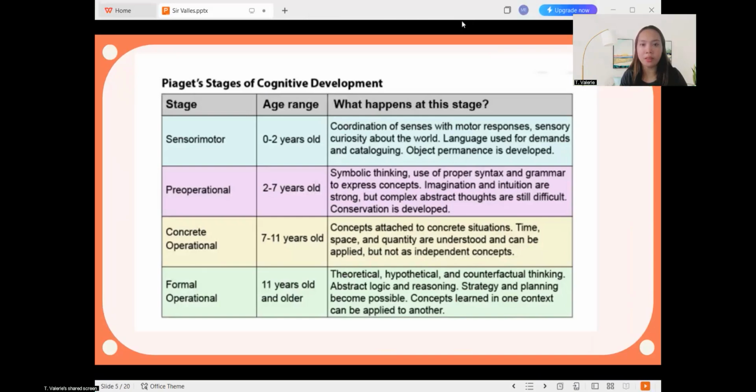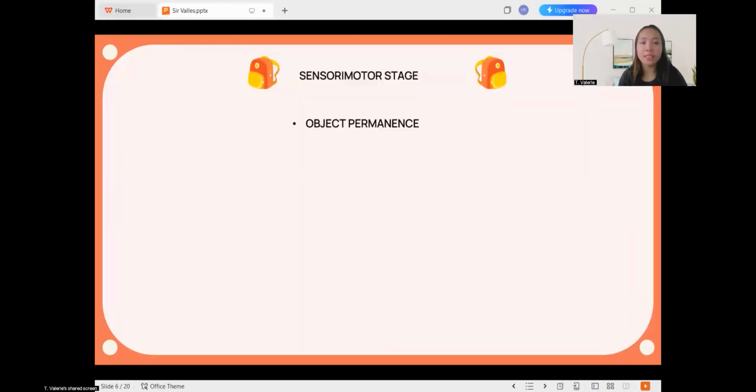Okay. Now, let's have the first stage. So during this stage, the sensorimotor stage, the child has stranger anxiety, and also object permanence.